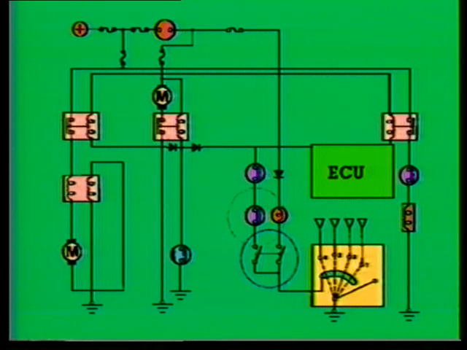Both thermostatic and pressure sensing devices are used to provide information to the ECU. The ECU can then energize the compressor clutch. The two other videos in this set discuss heating and air conditioning systems in more detail.